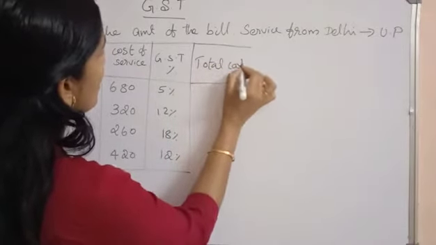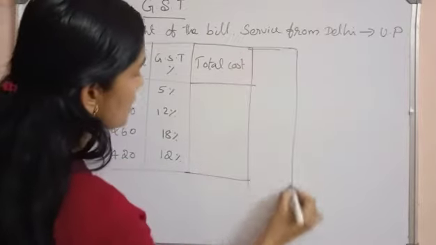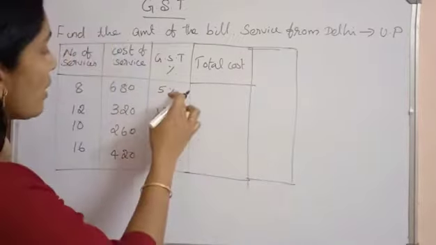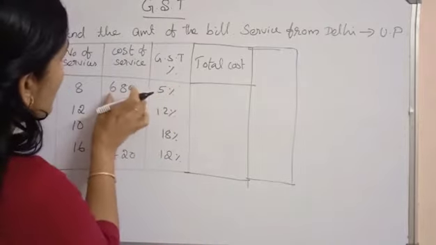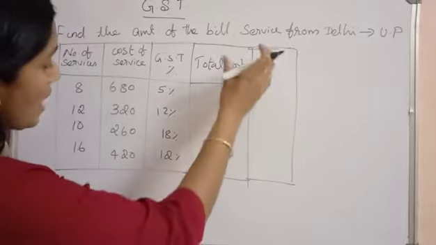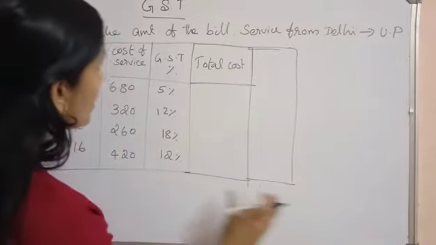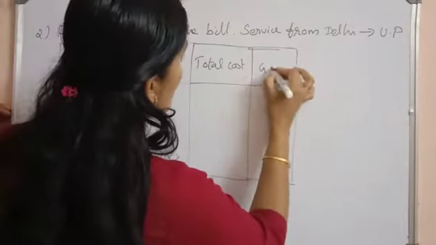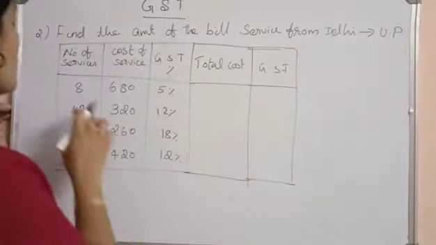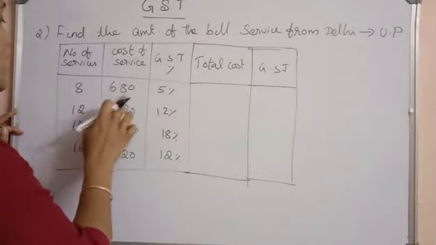Total cost and GST for each service. So here the GST rate is different for different services. We need to find what is the GST for each type of service. And finally, we need to add the total cost and the total GST to find out the amount of the bill.